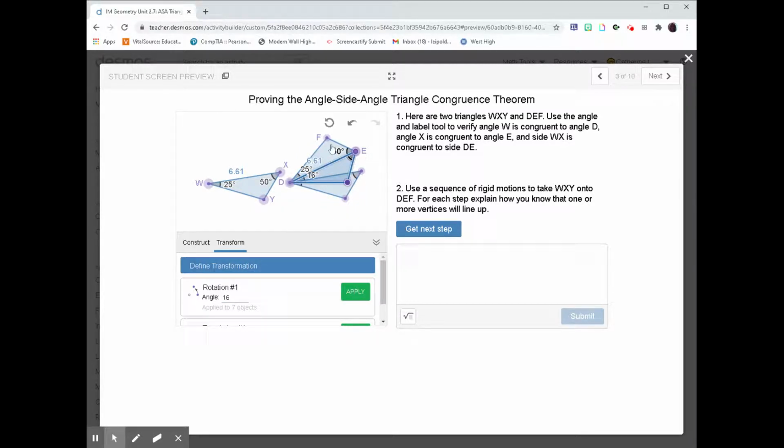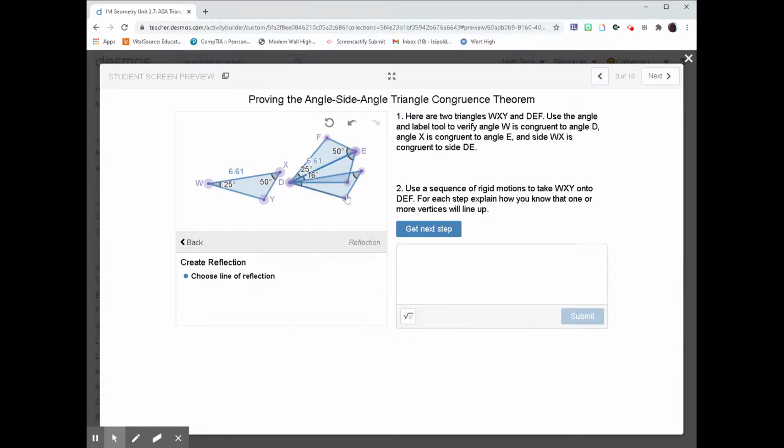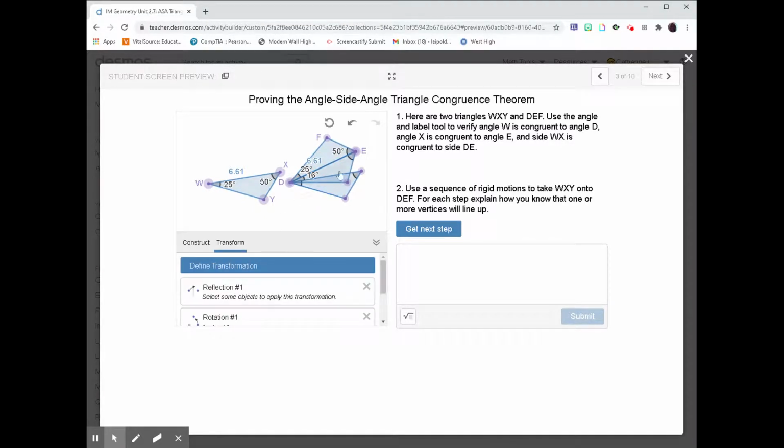Notice now that the two triangles are lined up along this line of reflection that we've been looking at yesterday, and we see that DE is now a line of reflection, and we can just reflect our triangle over this line DE. So the third transformation will be a reflection, and we're going to pick the center of that triangle and then flip it over and see that it actually does line up. So we can make WYX line up with DFE.